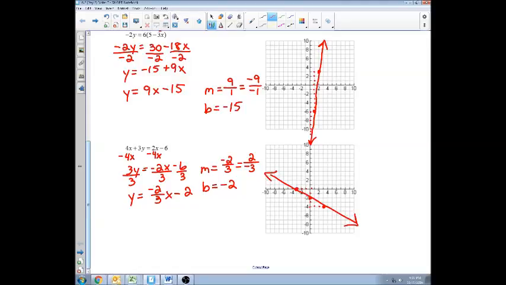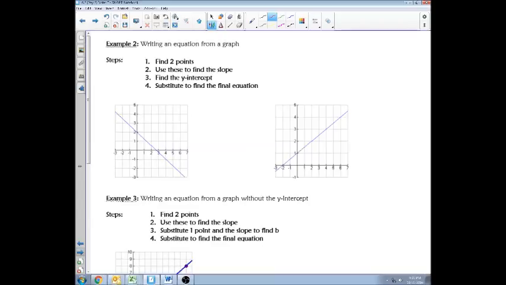Okay? That should have been a review for you. Hopefully you could work through that fairly quickly. Now on to the back, we're going to write an equation from a graph. We need to find 2 points, use these to find the slope, find the y-intercept, and substitute to find the final equation. All right? So the 2 points I'm going to look at is this point here and this point there.